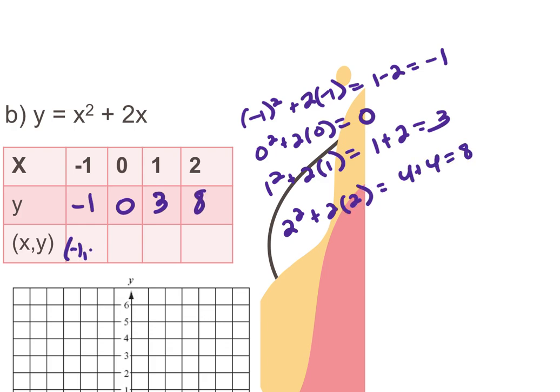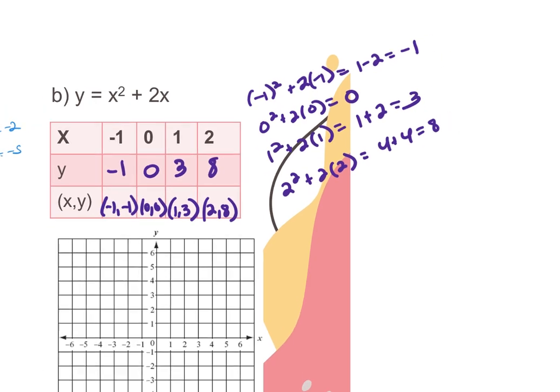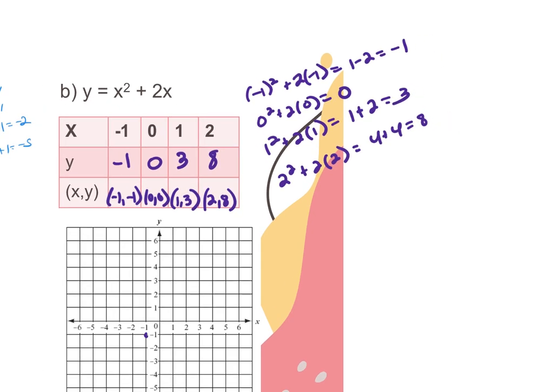Put them again together to make your coordinate points. Negative 1, negative 1, 0, 0, 1, 3, 2, 8. So we said this should be a parabola. I didn't get a U shape. I got like half of a U shape.